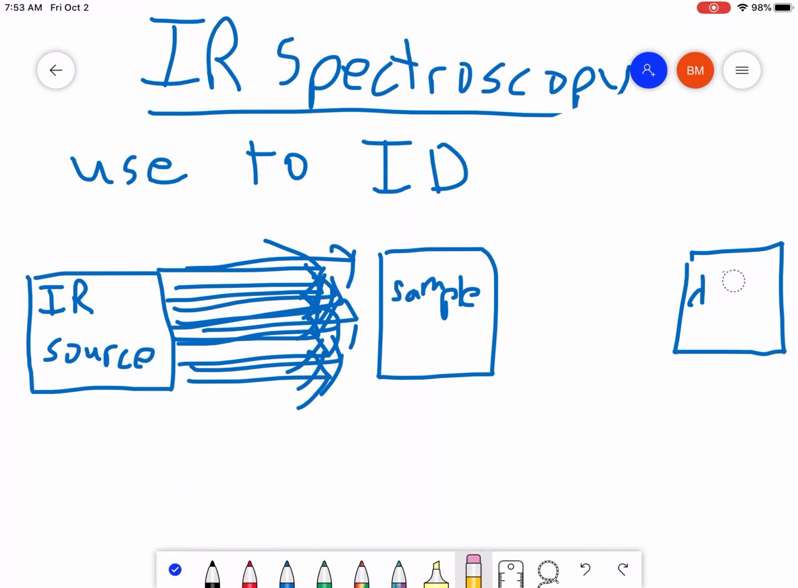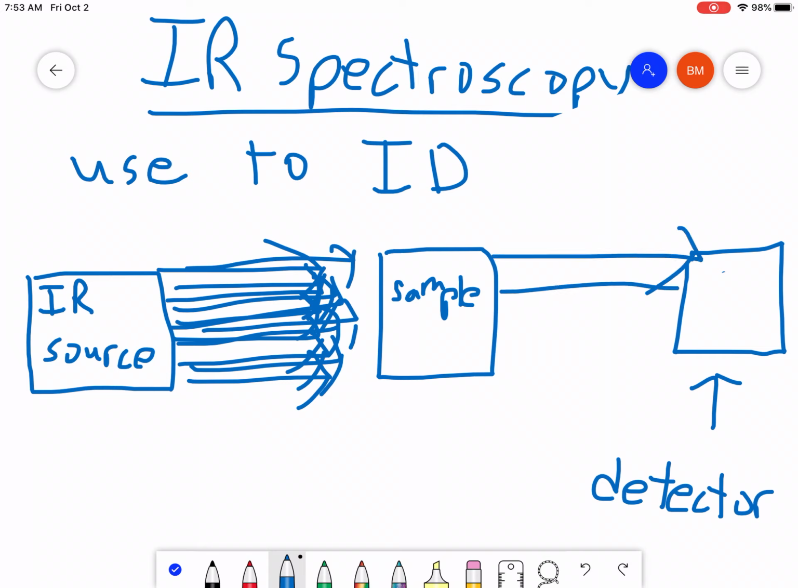I'm never going to be able to get all this into that box. So, we have the detector. You have something at the end that can detect the presence of transmitted IR. Some of these frequencies will get through, and they'll be detected by the detector. However, not all of them will, because some of them will be actively absorbed by the sample. The waves that are transmitted to the detector are picked up and then translated to squiggles on a page, which you guys are going to learn how to interpret.